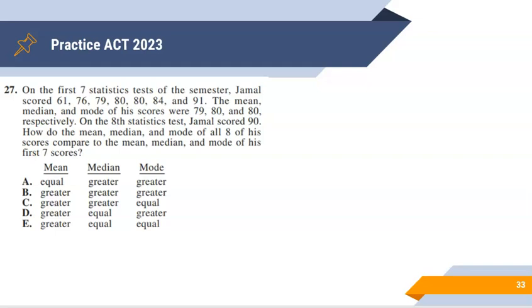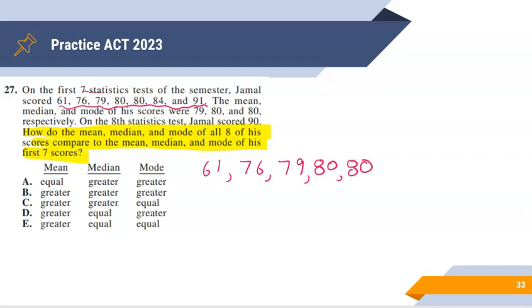All right, stats question. How do the mean, median, and mode of all 8 scores compare to the first 7 scores? Well, here's our first 7 scores, and I'm going to write those down. 61, 76, 79, 80, 84, 91. Now we're going to try to do this without the aid of the calculator.